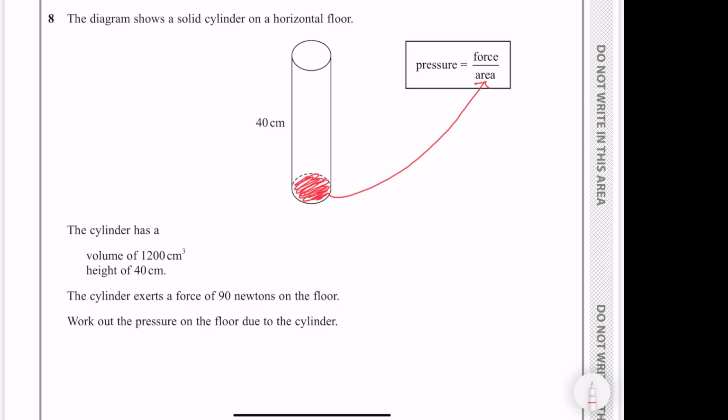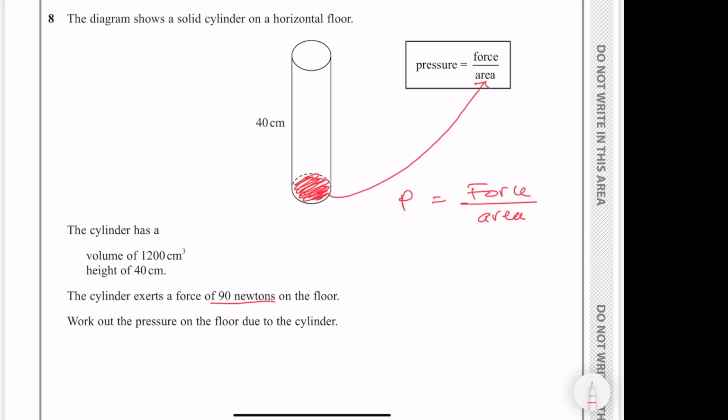Do not think about the whole shape area, just the area that is in contact between the cylinder and the floor. The question is, work out the pressure on the floor due to the cylinder. So the pressure is force divided by area. I think we have the force, that's fine. We just need area.